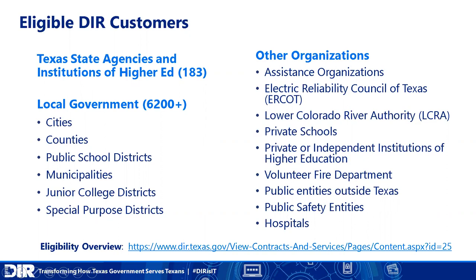However, eligible entities within the state of Texas do not need an agreement with DIR for our cooperative contract offerings in order to procure through our contracts. And we've also included the eligibility page on the DIR website if you'd like to go out and see what the actual eligibility requirements are for our different offerings. We have included that link. You can go out and view that information. Okay, next slide.